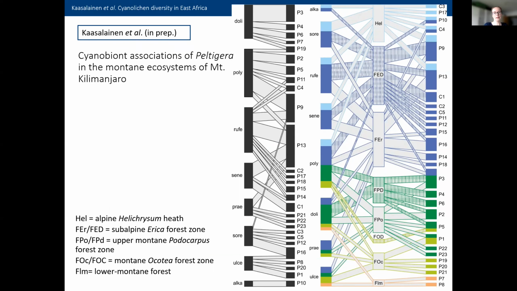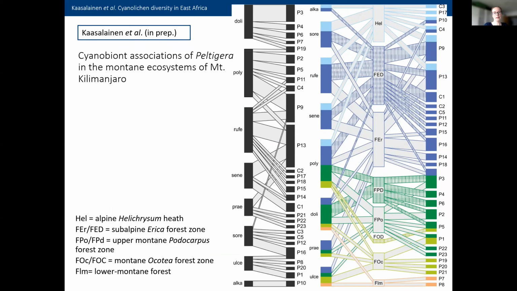Then on the right with the colors, there's a tripartite interaction network with, again, the Peltigera species on the left, and then the cyanobiont variants on the right. And in the middle, there are the different ecosystem types of Mount Kilimanjaro. So here on the very top, there's alpine heath, Helichrysum heath, in light blue. Then there's the subalpine zone with Erica forest. Then upper montane with Podocarpus forest, middle montane Ocotea forest, and then in orange at the bottom, the lower montane forest. And outside these ecosystem types, we didn't find any Peltigera.